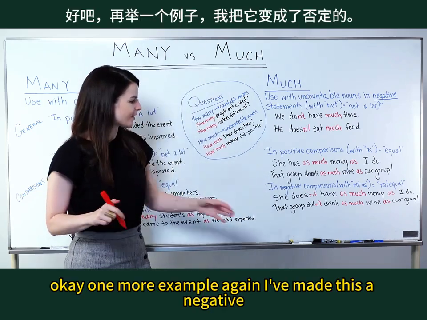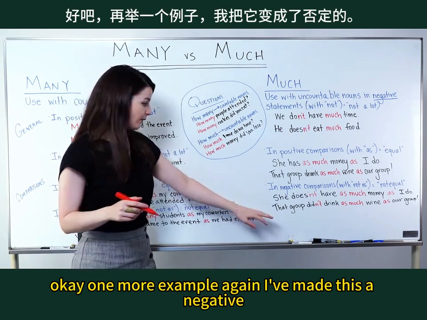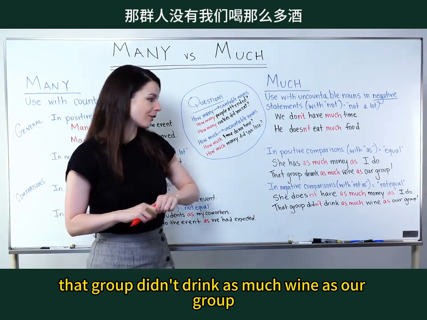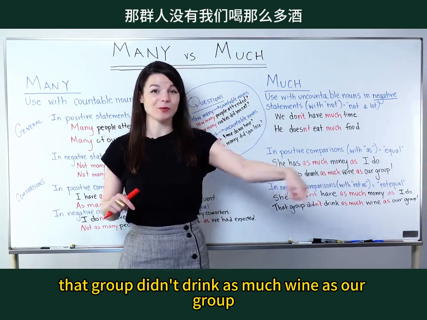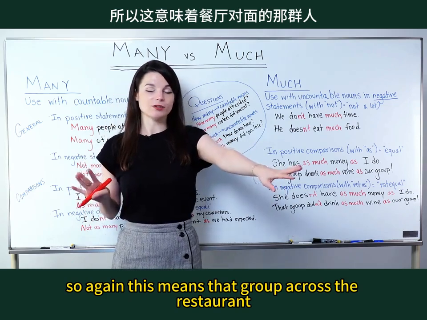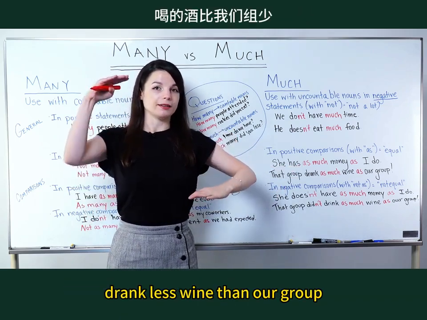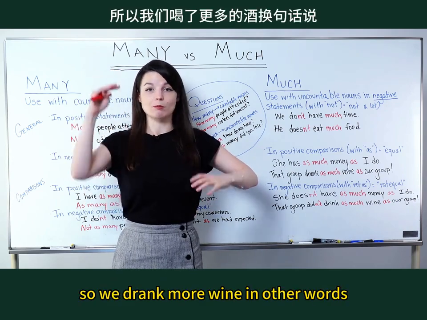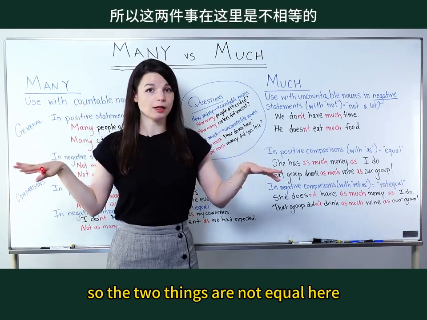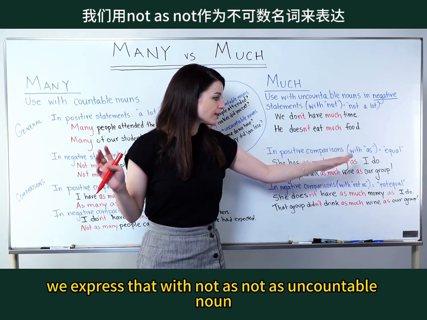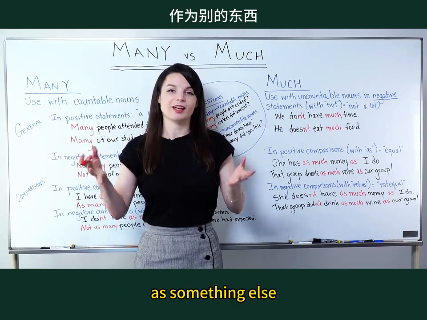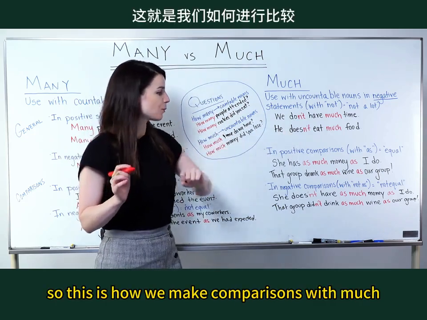Okay, one more example. Again, I've made this a negative. That group didn't drink as much wine as our group. So again, this means that group across the restaurant drank less wine than our group. So we drank more wine, in other words. So the two things are not equal here. We express that with not as, uncountable noun, as something else. So this is how we make comparisons with much.